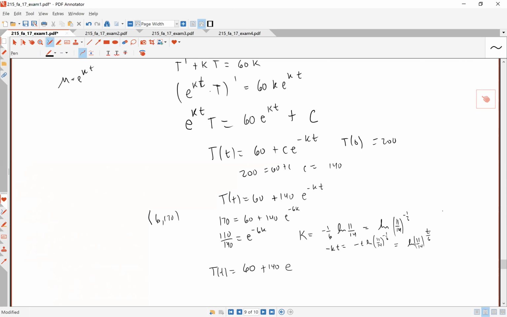All right, so when you put e to the negative kt, we have e to the natural log of 11/14 t over 6, which gives us 60 plus 140 times 11/14 to the t over 6.